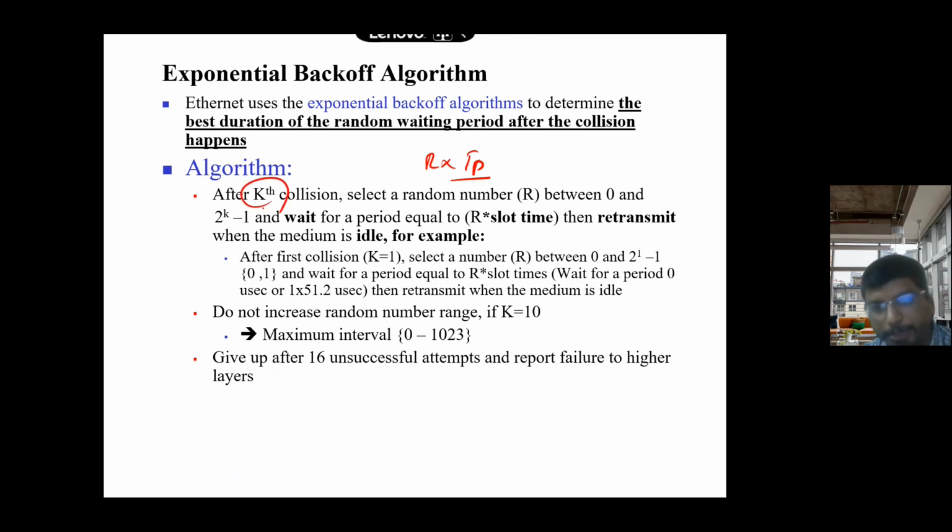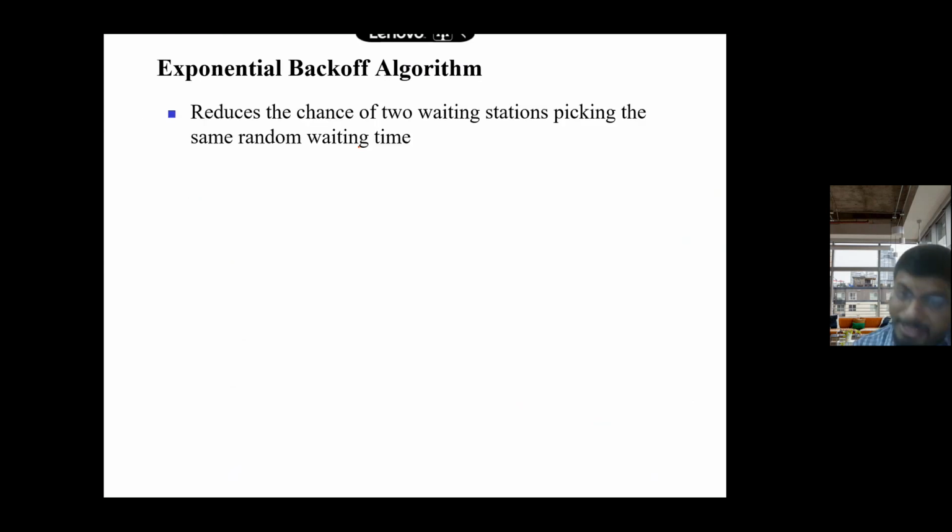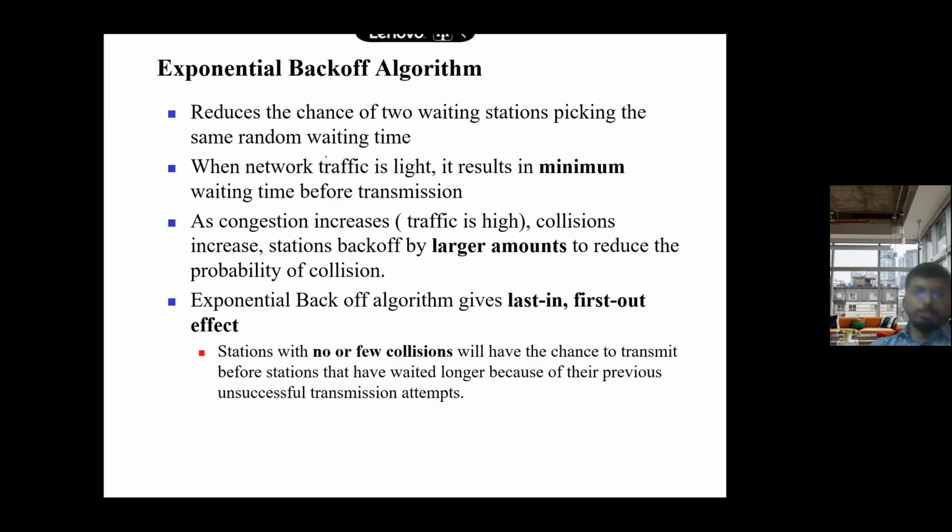But how long? What is going to be the maximum interval? Suppose you choose K equal to 10 as the maximum. Then your interval will be from 0 to 1023, that is 2^10 minus 1. So you can wait this many slots, and so you minimize the probability of collision in your retry attempt. That is the idea behind exponential backoff, specifically the binary exponential backoff algorithm. But this again has drawbacks. All random access protocols typically use exponential backoff algorithms for retry attempts, which reduces the chance of two waiting stations picking the same random amount of time. That's what we are trying to do here.